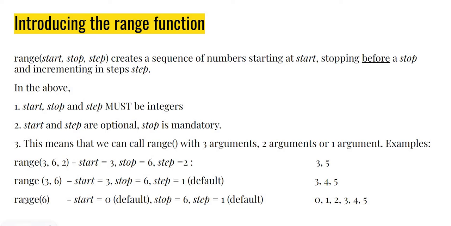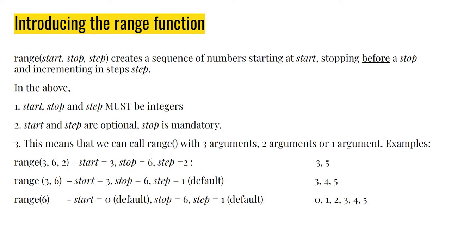The third usage is that I just say, for example, range 6. In this case, I have not provided start, I have not provided step, but I have provided stop. Stop, remember, is mandatory. Since I have not provided the other two, start becomes 0 by default, step becomes 1 by default, and stop is 6. Which means that my sequence created would be 0, 1, 2, 3, 4, 5. In fact, this is the usage we are going to use.